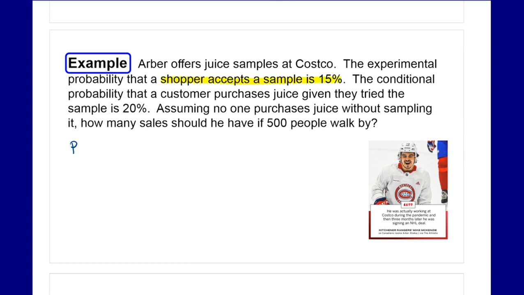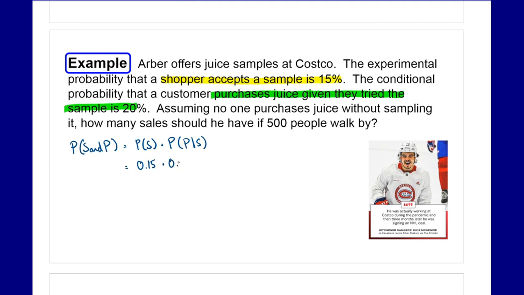First, accepting a sample is 15%. Then we have that they purchased the juice, given that they tried it, or on the condition that they tried it, is a 20% chance. So we want to figure out the probability that they sampled the juice and they purchase it. So we have the probability of them sampling it multiplied by the probability of them purchasing it, given that they sampled it.